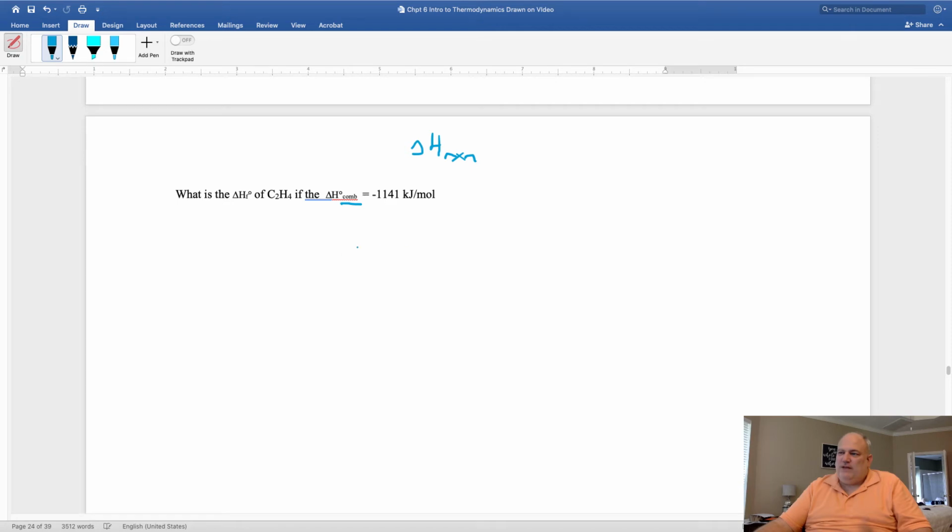So if you ever saw this and you're like, I don't know how to solve this, well, whenever you're doing a combustion, you just take your reaction and you react it with oxygen. Now, when you react it with oxygen, you are almost always going to get two things. You're going to get CO2 and you're going to get H2O.